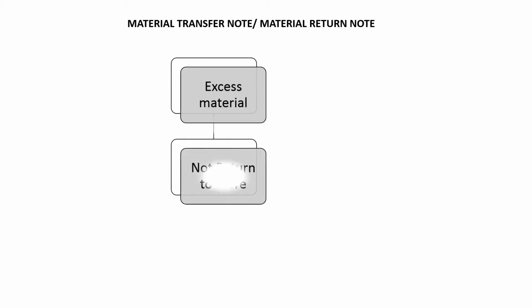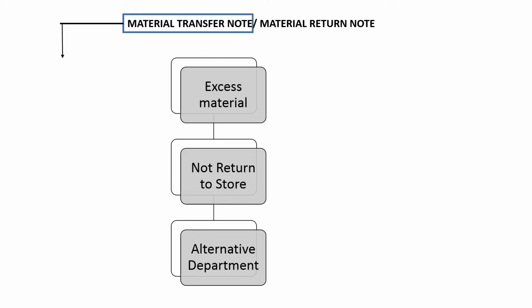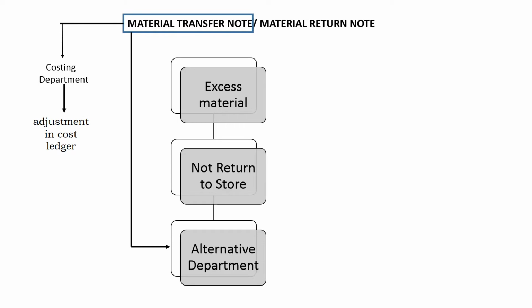Material transfer note. When excess material with any department, in certain cases, cannot be transferred to stores, as an alternative, the excess material is transferred to another department where it can be utilized for a process. Material transfer note is made in duplicate, one is given to the cost department and another one stays with the department making the transfer. The cost department makes necessary adjustment in the cost ledger using this copy.